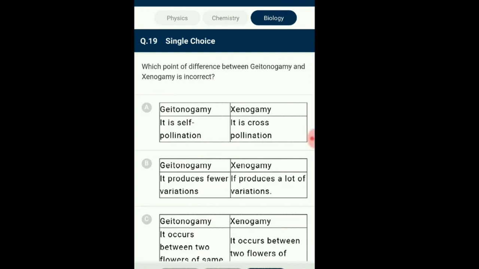Question number 19. Which point of difference between geitonogamy and xenogamy is incorrect? Geitonogamy and xenogamy are two types of pollination that occur between some species of plant. Geitonogamy is pollination between two different flowers of the same plant. Xenogamy is the pollination between two different flowers of different plants but the same species or same type. In both types, the genetic constitution of the plants or flowers participating is similar. Also, the plants and flowers are morphologically the same in both cases.